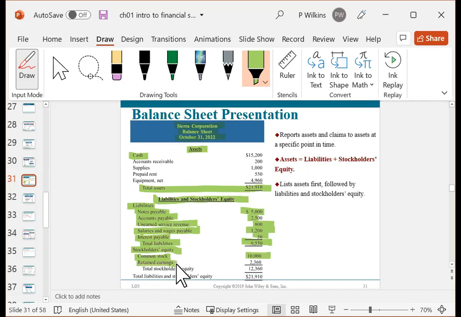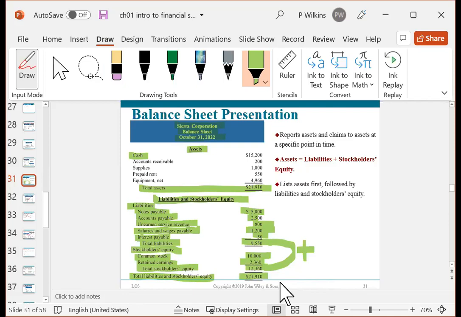And then we have retained earnings, 2360. That's the number that came from the retained earnings statement that we just did. And that creates what we call total stockholders' equity. So that's 2360. Then what we're going to do is we're going to add together the 9550, the total liabilities, plus the 2360, the total stockholders' equity. And that's going to be called total liabilities and stockholders' equity. And it's going to be $21,910.